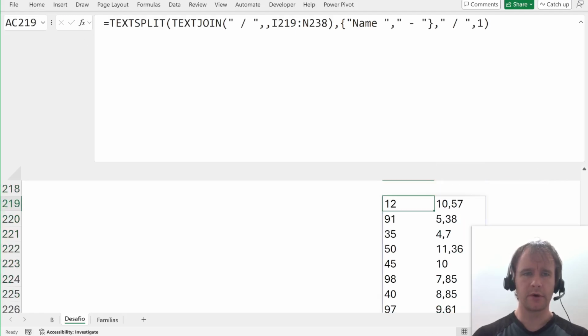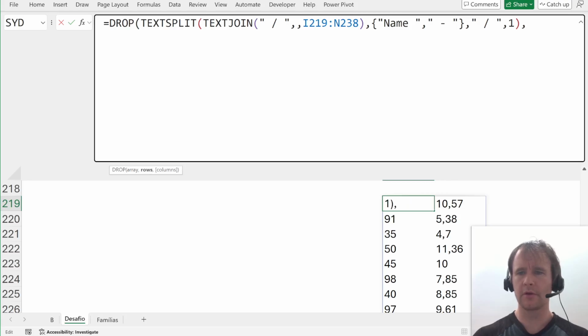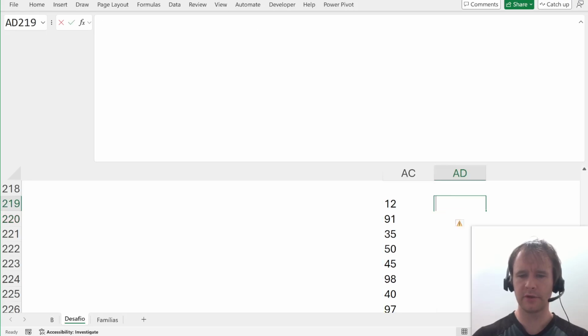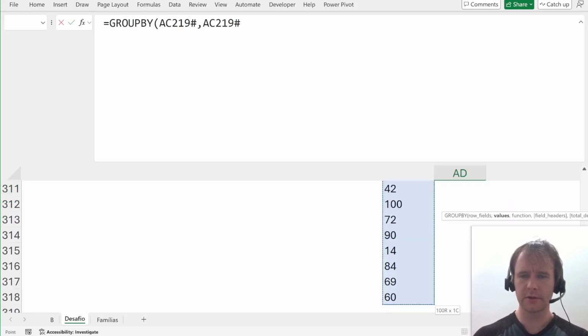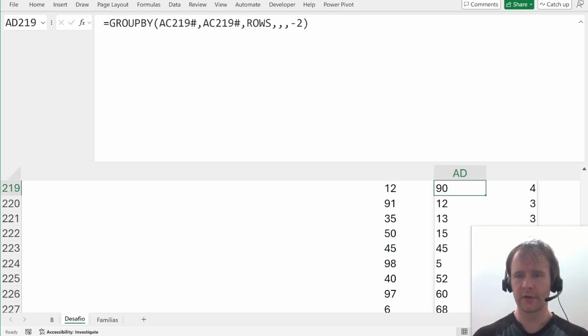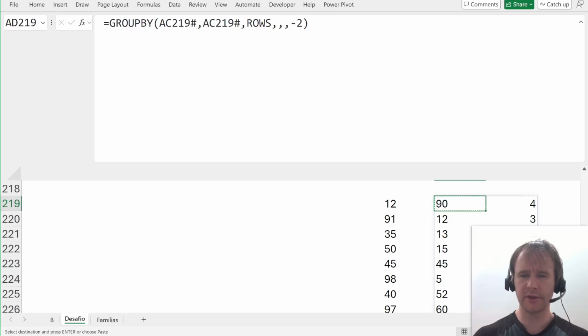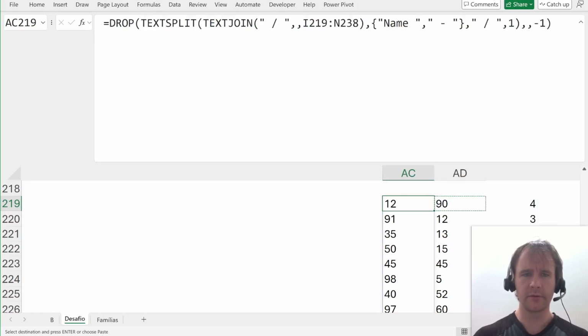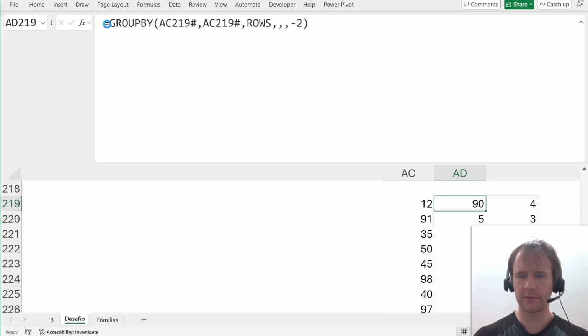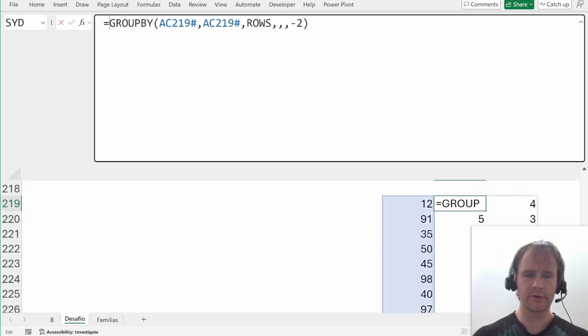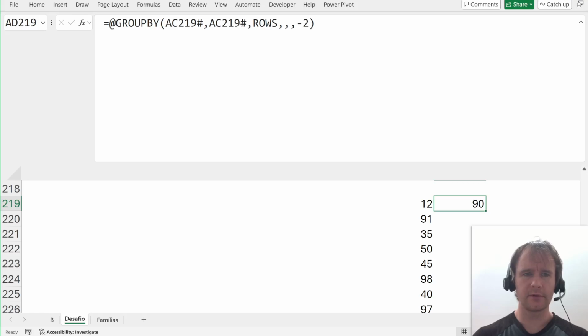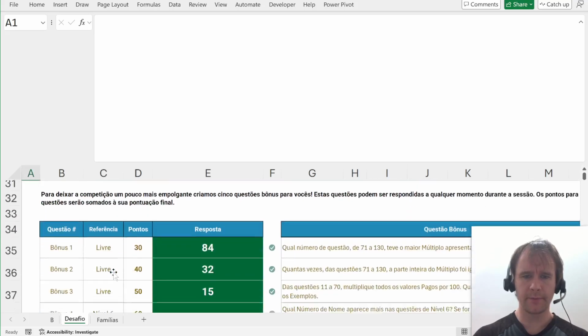Then I want to drop a column from that. Drop the last column from that. So I just get these and now group by this rows, comma, comma, comma, -2. So the number that appears most often is 90, and sorry, I need to minus minus, so I get actual numbers. And then I guess I can just take this and put it up here.